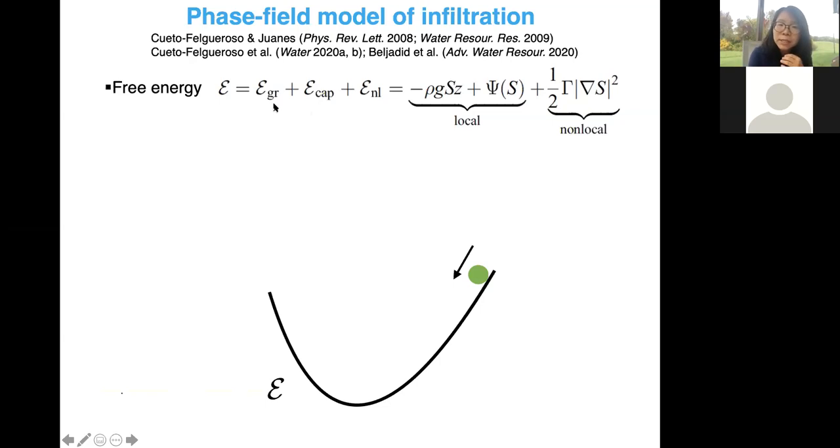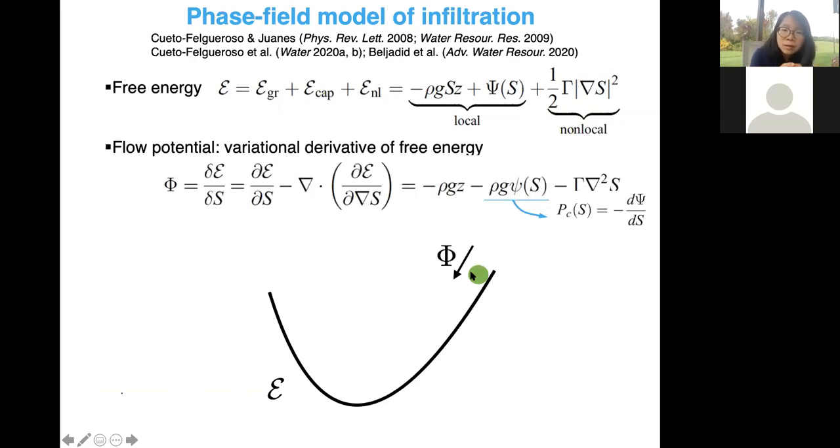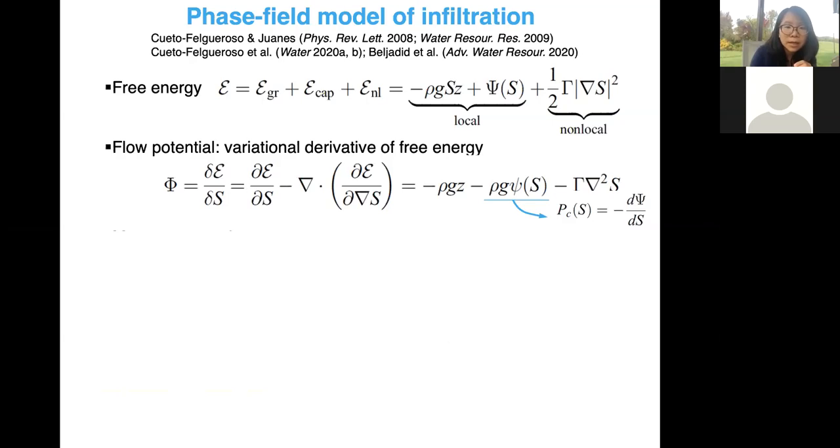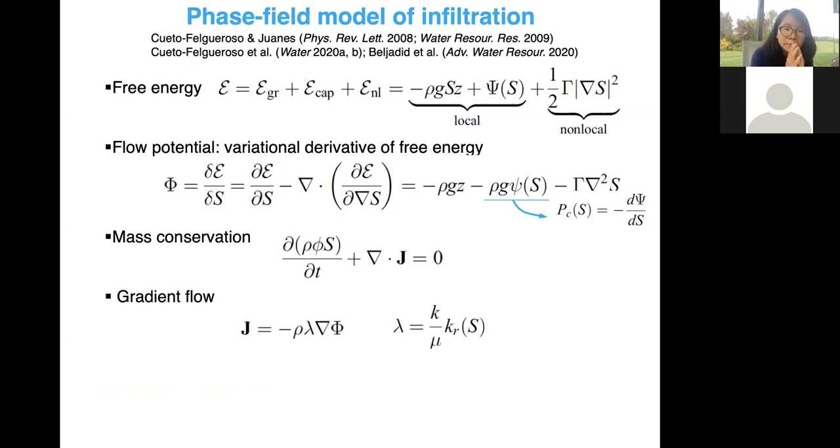So you start with gravitational energy, capillary energy, and then you add this non-local energy that essentially captures the fact that you are creating interfaces as water is percolating. This energy formulation essentially paints a landscape over which our system will evolve over time. And the rate at which the system evolves is what we call the potential, and that's essentially the gradient of this energy landscape.